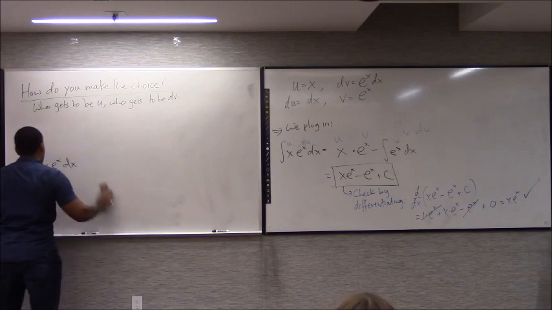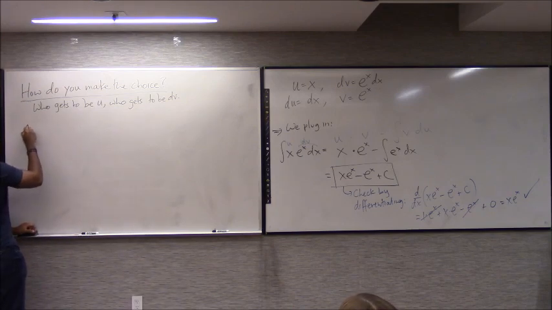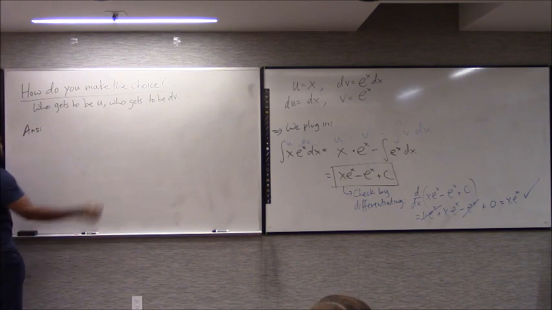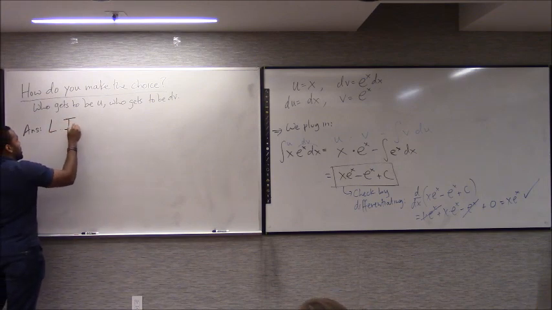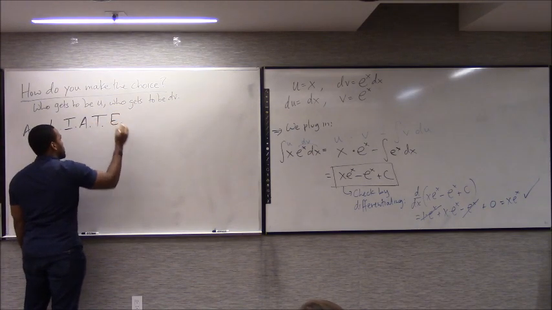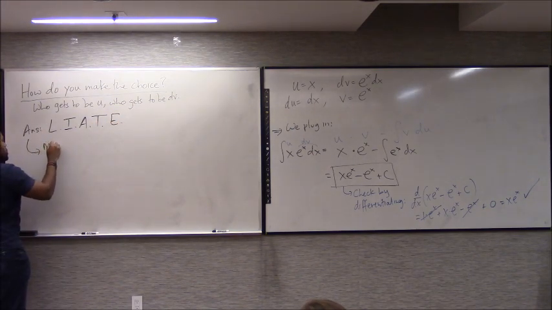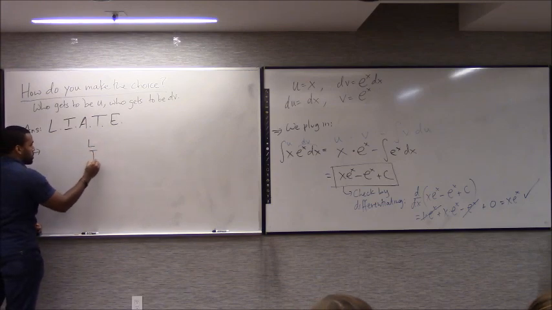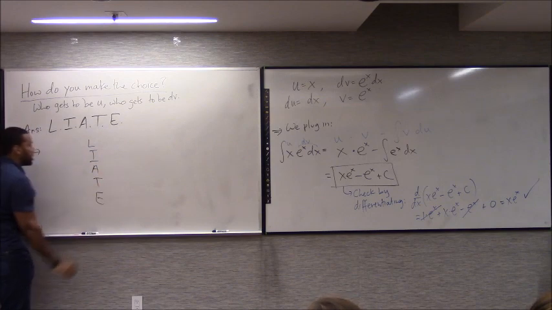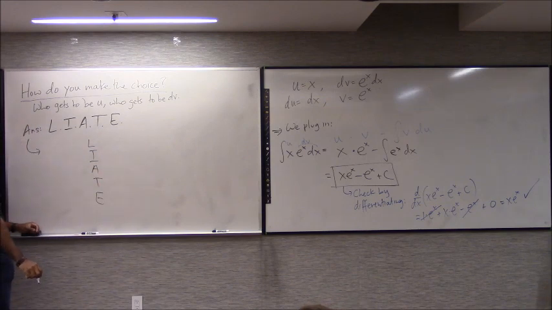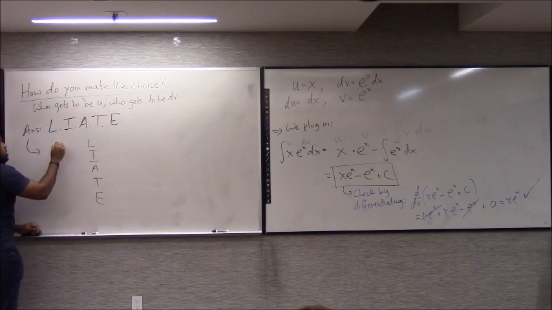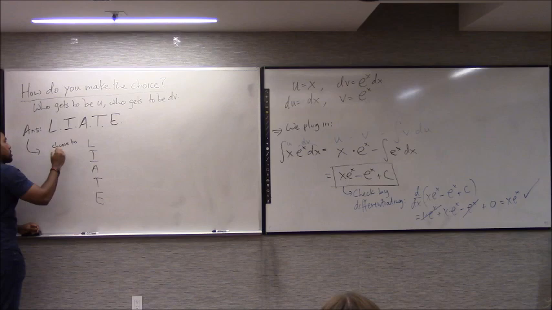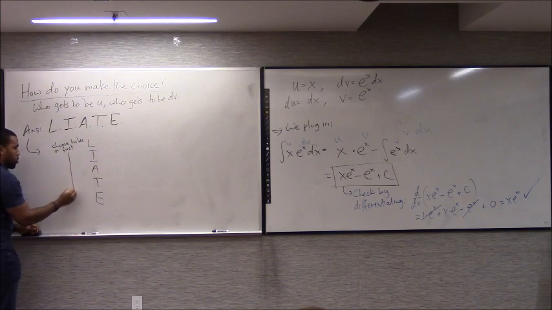Liate is how we do it. So that's just a mnemonic. Someone really thought about this process and came up with a mnemonic to remember. It's called Liate. You should think of it vertically. And how you apply Liate is the higher in the ladder you are, choose to be U first. And the more you move down in this list, you would choose those guys to be U last.